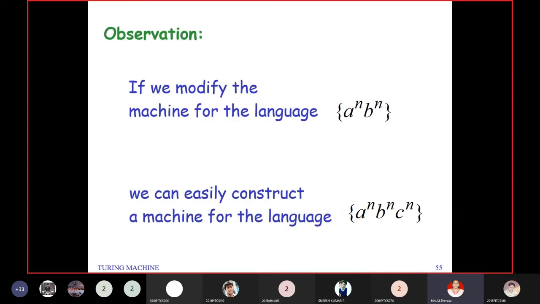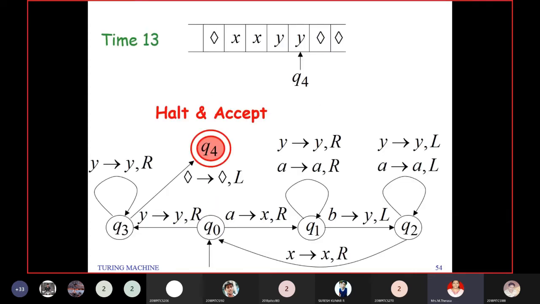Okay, and you can modify this same transition diagram in order to accept the language a^n b^n c^n. How can you do that? You need to introduce one more state. Suppose you have up to Q4 here, you have to introduce one more state Q5, where you can convert C into Z, and you have to add more transitions related to this C and Z.